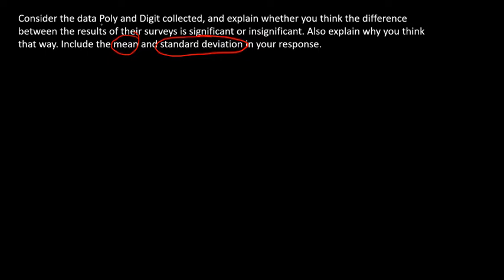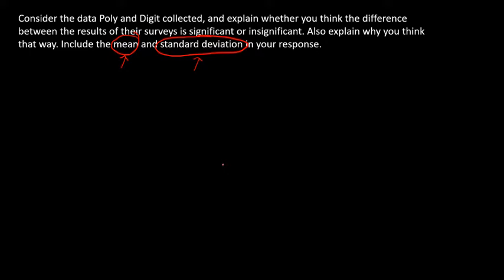Look at questions 1 and 2, take notice of what the mean and the standard deviation are for each of the tables, for Poly's table and Digit's table, and look at the way they differ. Is it in a significant way or is it insignificant? And then just talk about whether you think that means the results are different, or are they similar? Again, explain why you think that way. There's not a particular right answer.